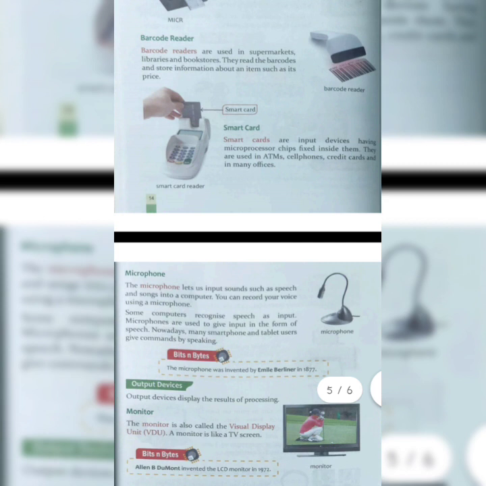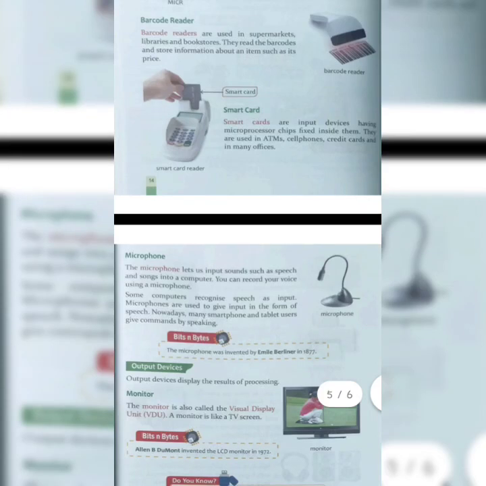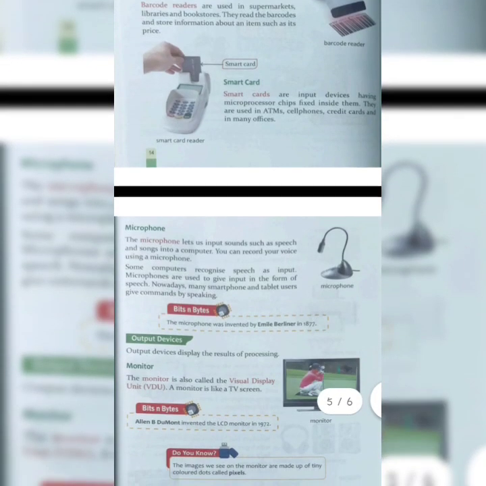Smart card. Smart cards are input devices having microprocessor chips fixed inside them. They are used in ATMs, cell phones, credit cards, and in many offices. Smart cards are like ATM cards, credit cards, and debit cards, used for various purposes. ATM cards are used for transactions of money. Similarly, credit cards are also used in shopping malls to buy anything. This is the way smart cards are used.